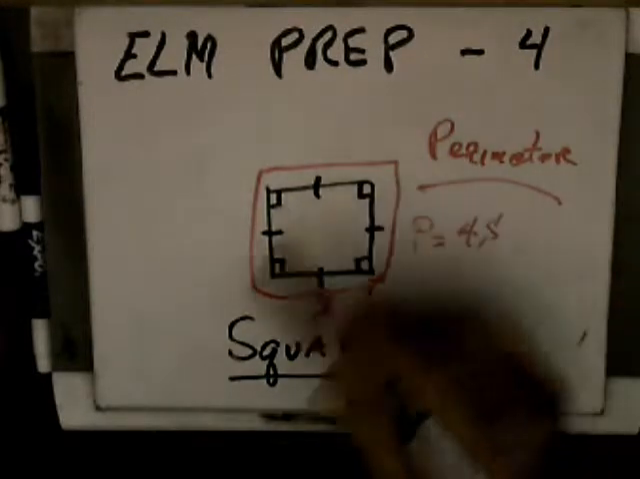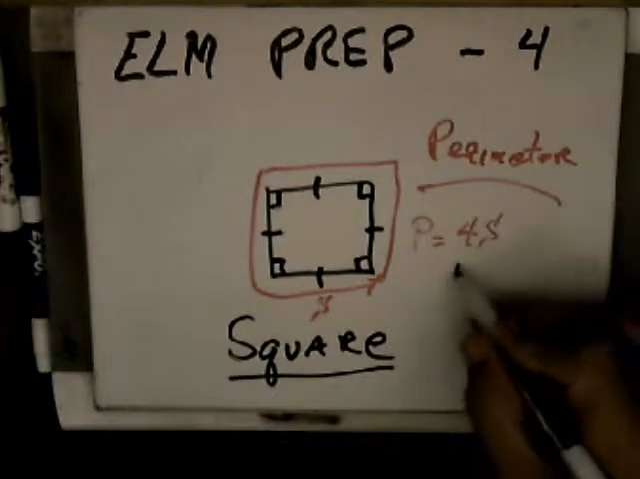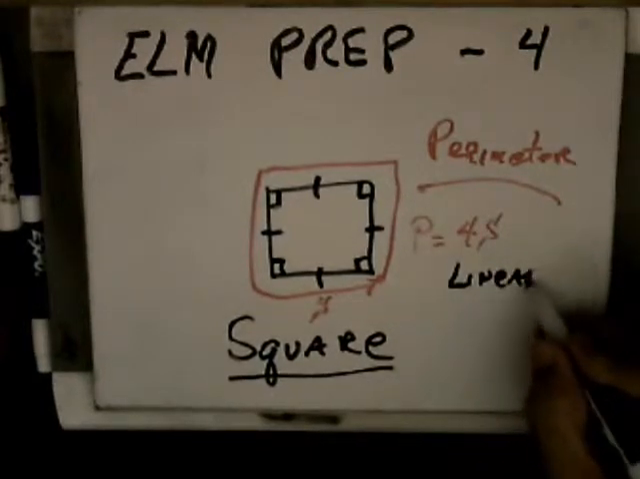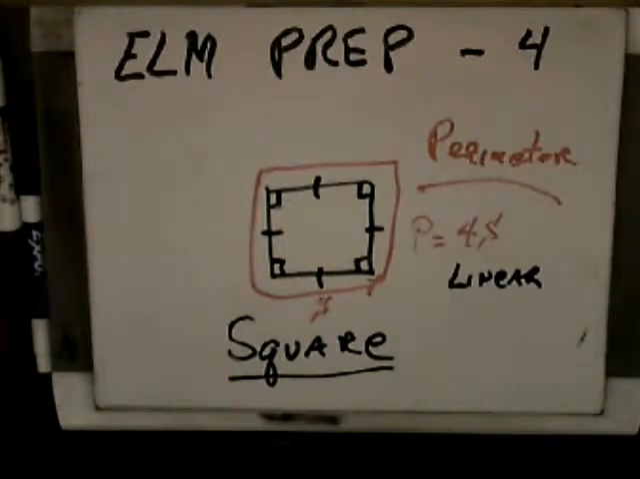So perimeter is the distance around, and it is a linear distance, meaning it's in inches, feet, yards, miles, kilometers, meters, centimeters, whatever. It's just a linear measurement. Okay.